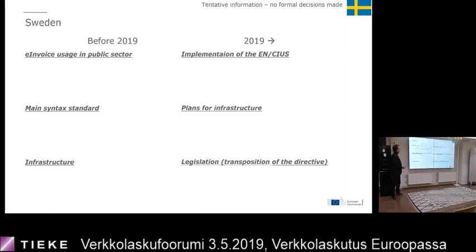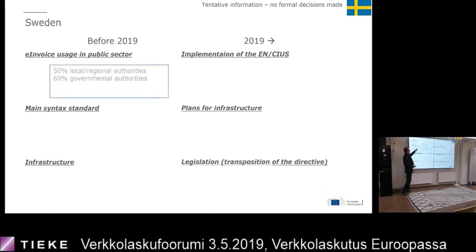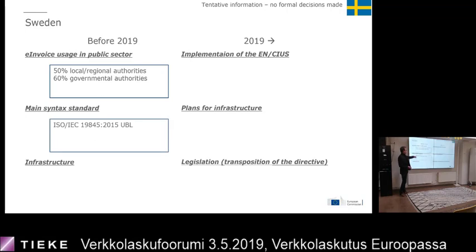And for Sweden, approximately 50% of the invoices to local and regional authorities are electronic, 60% to the government authorities. These numbers are a bit old. I think it's a little bit higher for publicly owned companies, energy companies, and things like that. We don't have any numbers for the private sector, but my gut feeling is that they are very low. Svefaktura is based on UBL, and then we've been using the PEPPOL BIS as Svefaktura 2. So UBL has been the main format in the public sector.